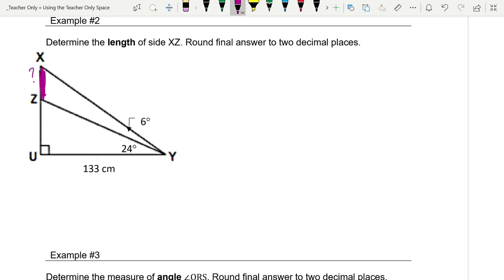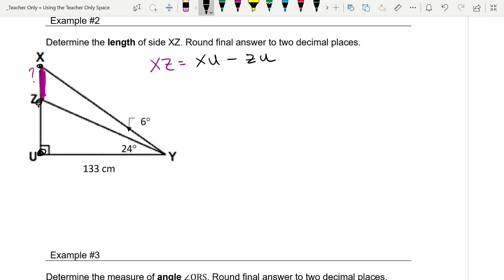So I'm going to need some sort of strategy for this. The strategy I'm going to use is, if I could find xz here, it's really xu minus zu. In other words, if I can find this entire length from here to here, and then minus the length from there to there, that would be the leftover little part. So it's going to be a subtract. So I need to find xu and zu.